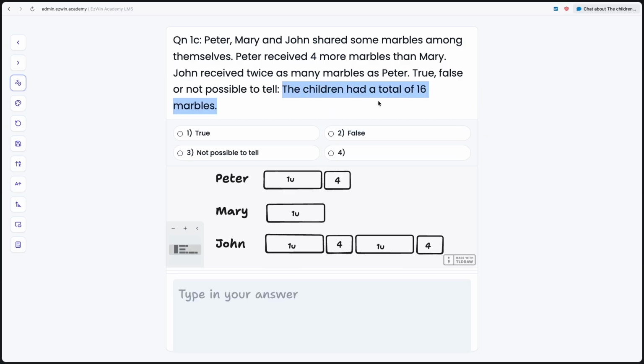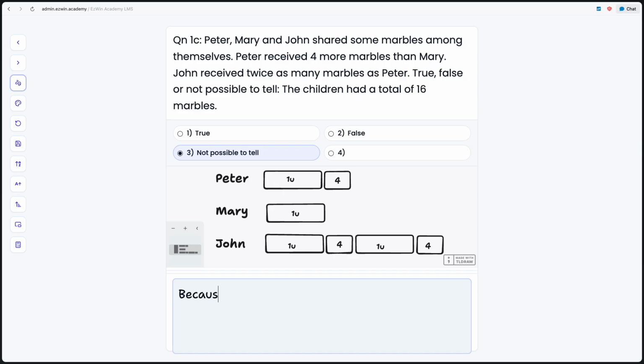The children had a total of 16 marbles. In this case, can we tell? Probably not. Even with the models, we are missing the 1 unit, and there's no clue that says how much or what's the difference in terms of 1 unit. So it's not possible to tell, because there is no indicator of whether 1 unit is a value. All right, let's move on to the next question.